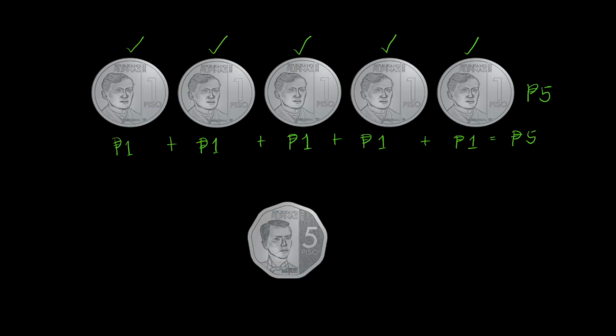Or it is also the same amount with this particular coin. This coin is worth 5 pesos. Let us have another example. What if you have 4 pieces of 5 peso coin? How much money do you have?